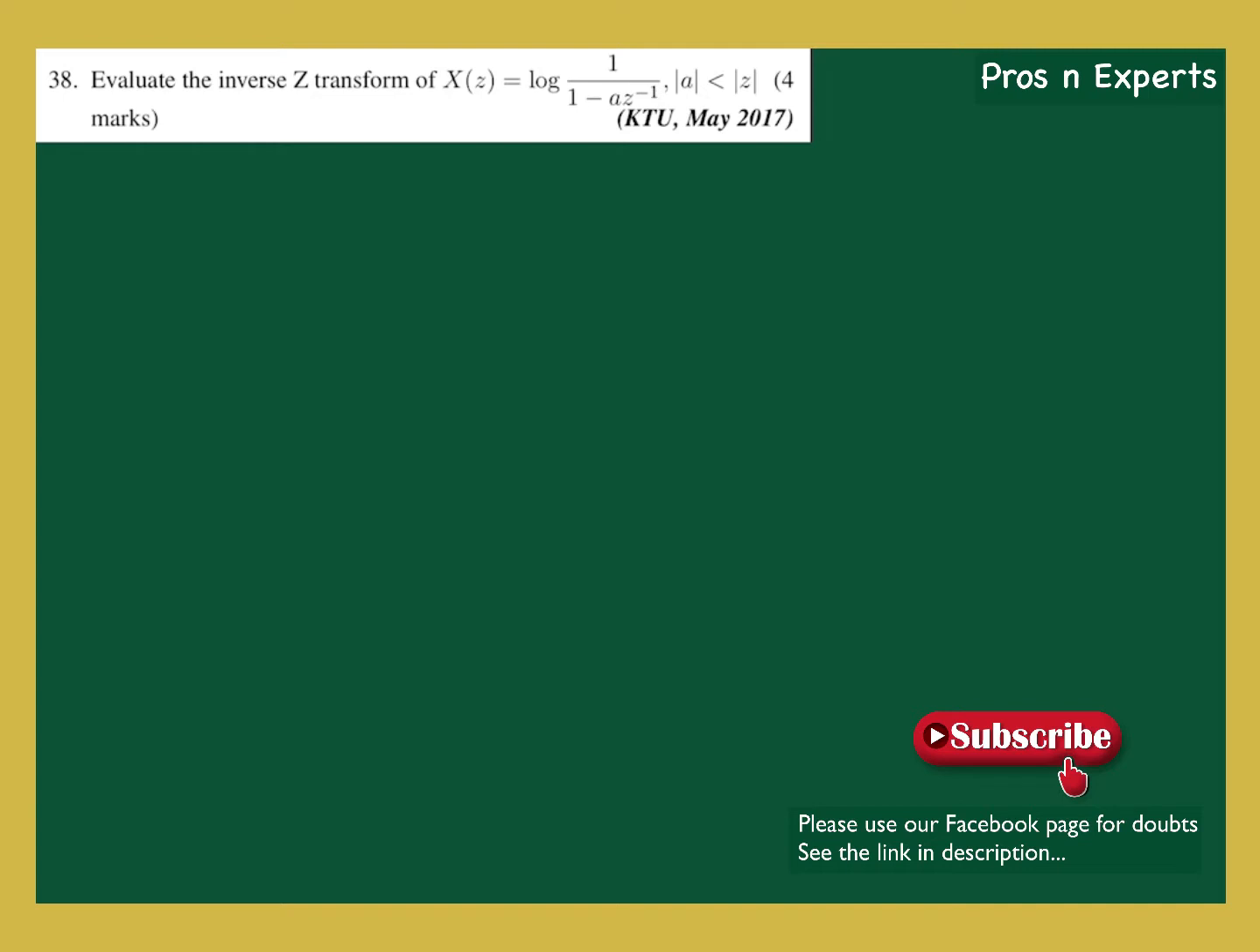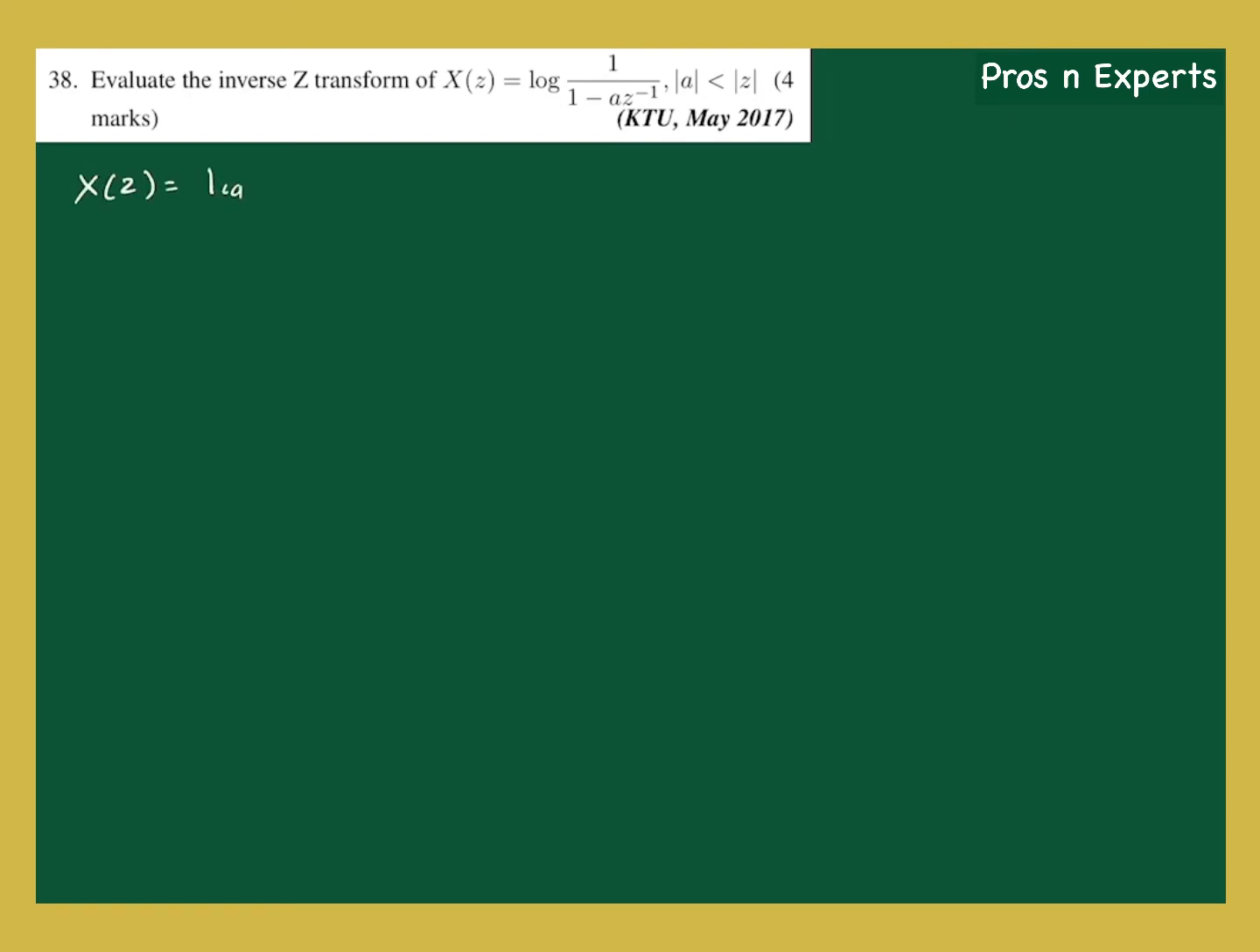You are given X of z equal to logarithm of 1 by 1 minus a z inverse, and essentially it should be a natural logarithm, and given mod a less than mod z. Okay, so now we are in a trap because we are encountering a logarithmic function here. We don't have anything that relates how to evaluate the Z transform of a log function.